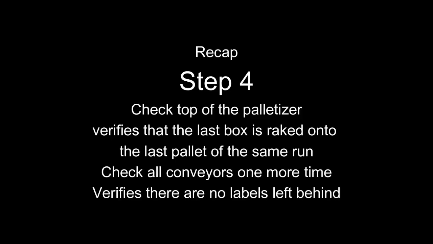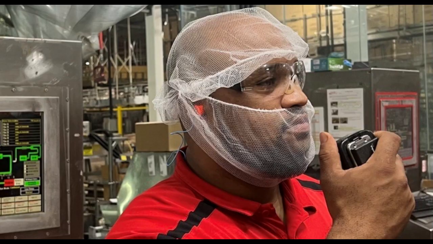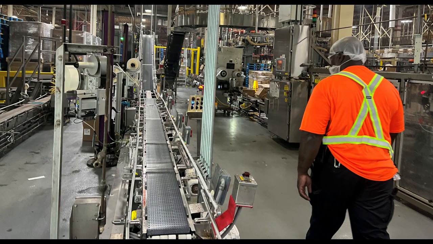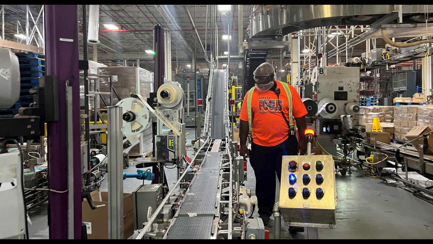Let's recap. Check top of the palletizer, verify that the last box is raked onto the last pallet of the same run, and check all conveyors one more time. Verifies there are no labels left behind. Step 5. End of run is complete. Collect final numbers and notify lead or supervisor to sign off line clearance. Supervisor then walks the line to verify clearance. And this concludes the end of run.